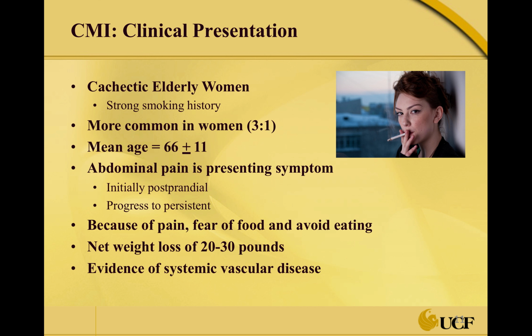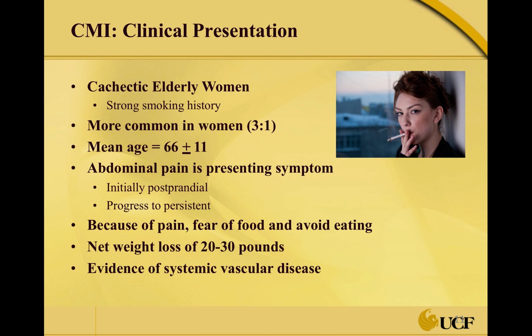So, what is the clinical presentation? Well, you'll see it very common in cachectic elderly women with a strong smoking history. Here we go again with a cigarette, right? It's more common in women in a 3-to-1 ratio. Usually the mean age is 66 plus or minus 11. So you can see the range, from 55 to 77.